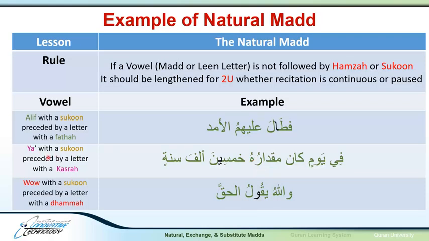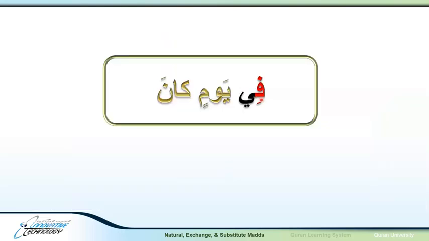We'll take another example for the ya. The ya is sakin in khamsina, preceded by a kasra. And fi yawmin. Fi, we can see that the ya is preceded by a letter with a kasra. And the ya itself is not followed by a sukoon, it's followed by a fatha. Yawmin has a fatha, and it's not followed by a hamza. The letter is a ya. So in that case, we extend this ya. Fi yawmin, fi yawmin. We lengthen the pronunciation of the ya vowel for 2 units. And that's an example of natural mad.